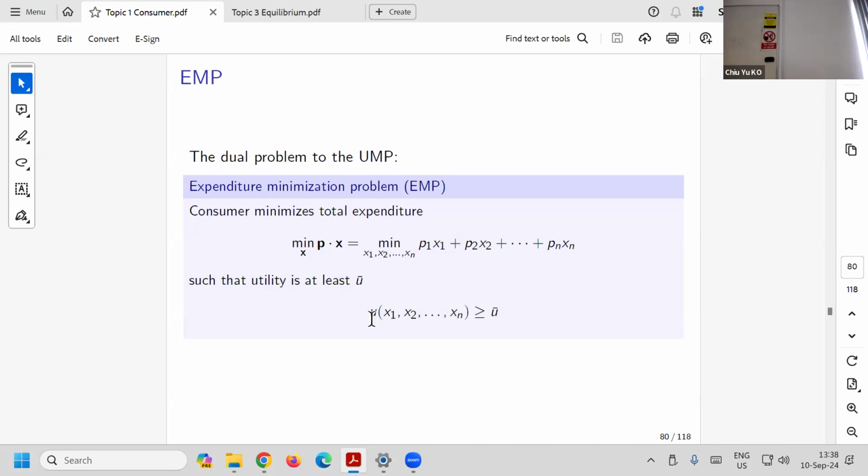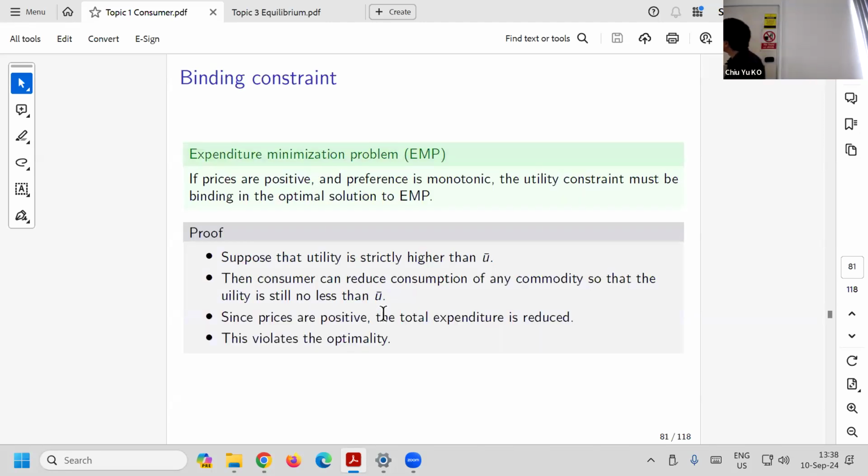But anyway, let's see this, because we will do it in the firm, but we see the technique here, then everything will be translated, okay? And the first thing is, if the prices are positive, okay, and preferences are monotone, and the constraint is binding, okay, then we can use Lagrangian. You don't need to check. The reason why it must be binding is because it's costly, right? You don't want to have slack in the constraint, right?